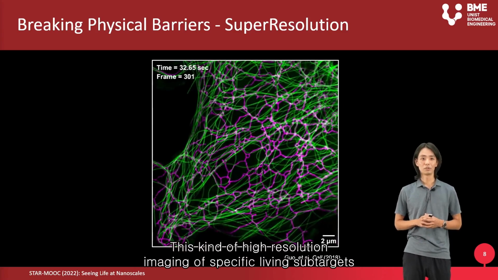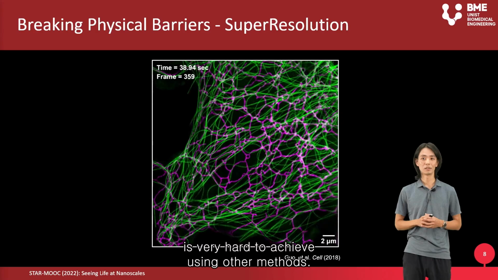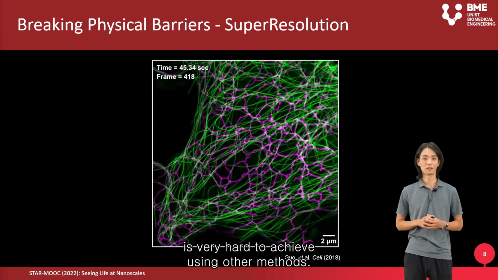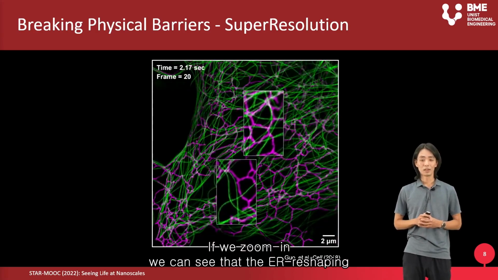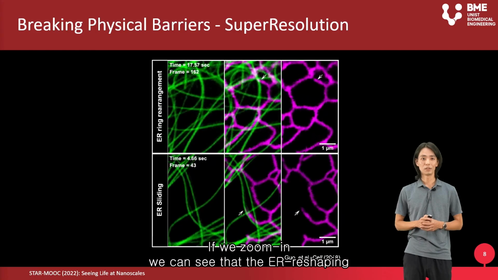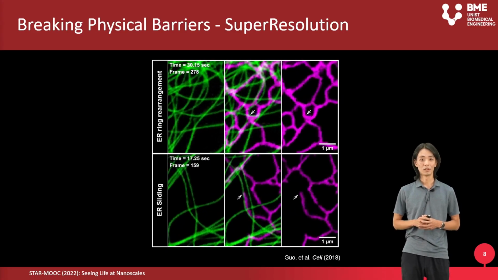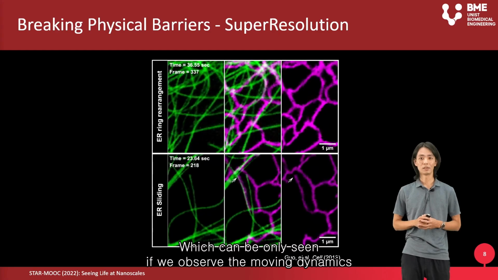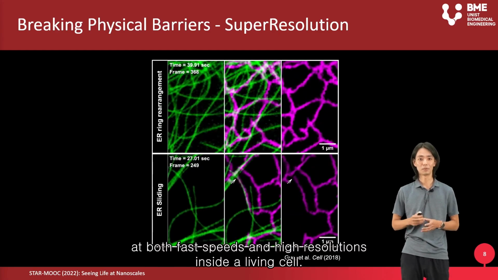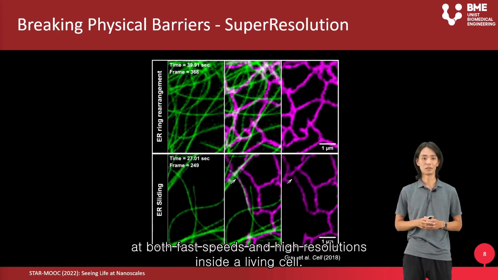This kind of high-resolution imaging of specific living subtargets is very hard to achieve using any other kind of method. If we now zoom in, we can see that the ER reshaping activities are highly dependent on the microtubule structure. This kind of dynamics can only be seen if we observe the moving dynamics at both fast speeds and high resolutions inside a living cell.